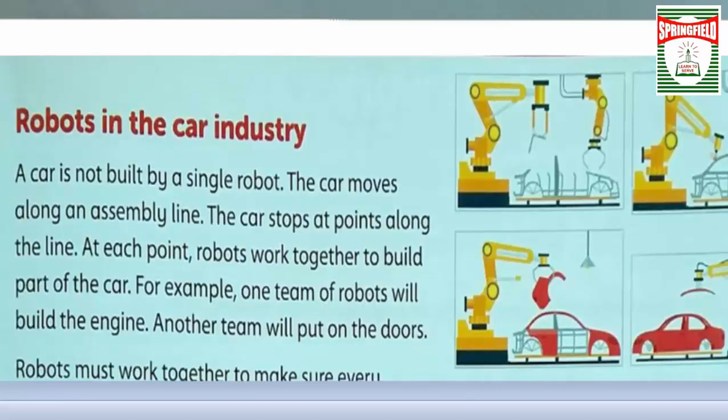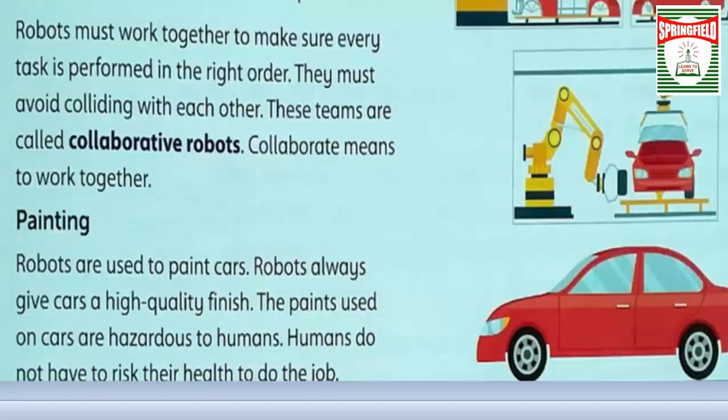The car moves along an assembly line, and the car stops at points along the line. At each point, robots work together to build part of the car. For example, one team of robots will build the engine, and another team will put on the doors. Robots must work together to make sure every task is performed in the right order. They must avoid colliding with each other. These teams are called collaborative robots. Collaborate means to work together.